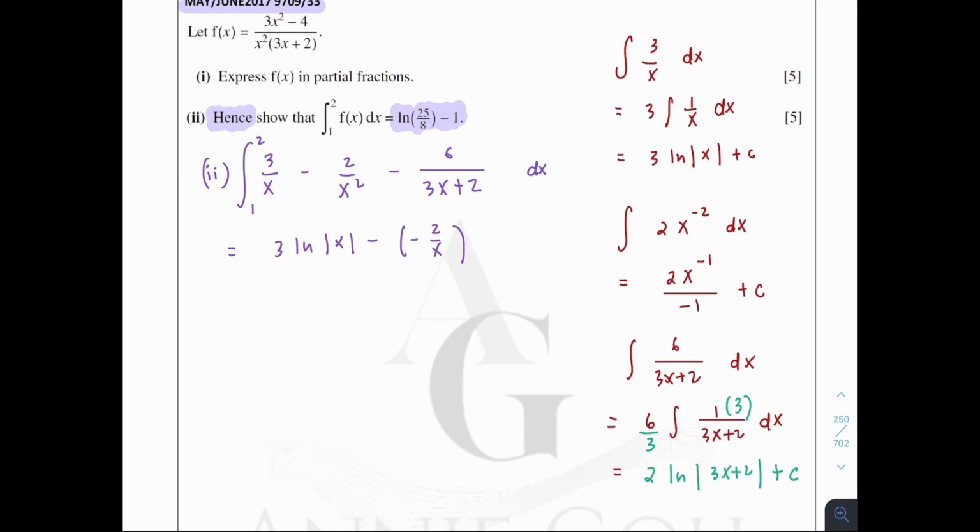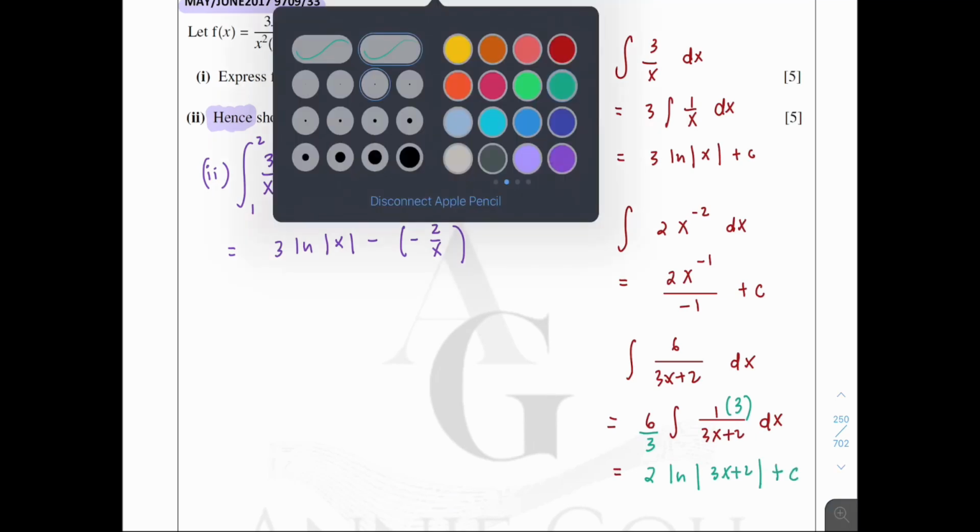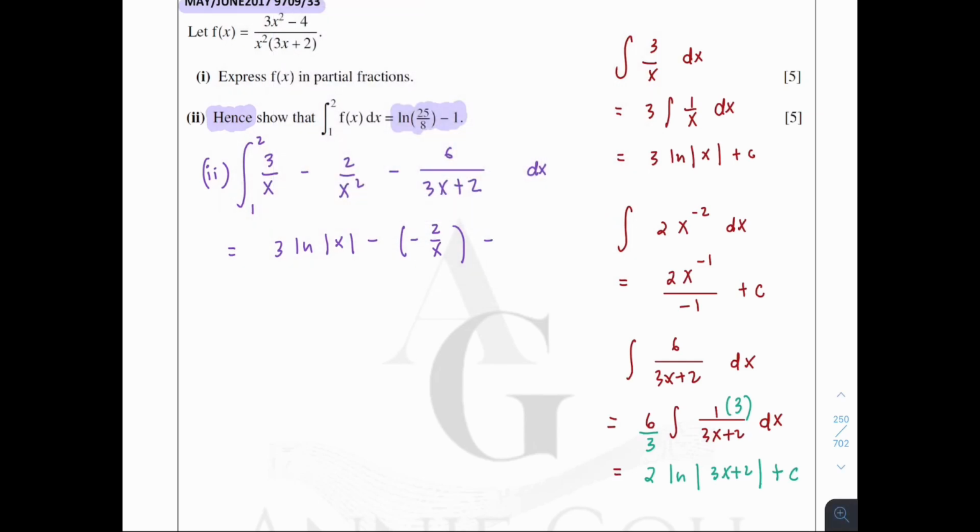Now let's add this into the third term. Minus 2 ln 3x plus 2. That's how we integrate this partial fraction. So during the exam, you can straight away just write down the integration without doing part by part.